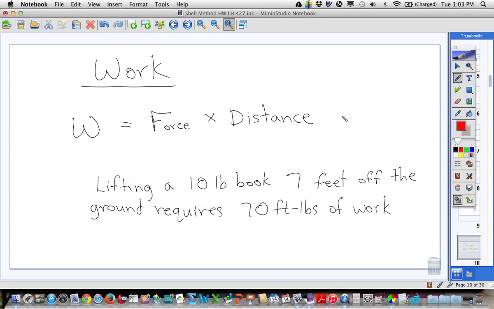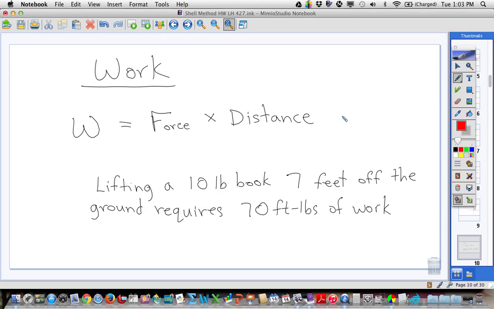Now in science class you probably use metric units, so you use newtons for force, typically, is that right? And so it'd be Newton-meters as the units. But in our book, it's always feet. It's English units, feet and pounds. So we'll use foot-pounds. Okay? So that'd be 70 foot-pounds of work to do that.